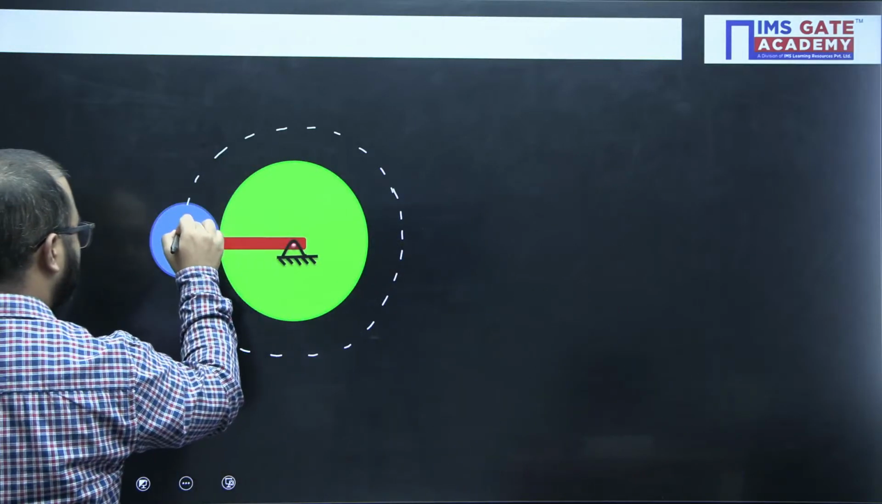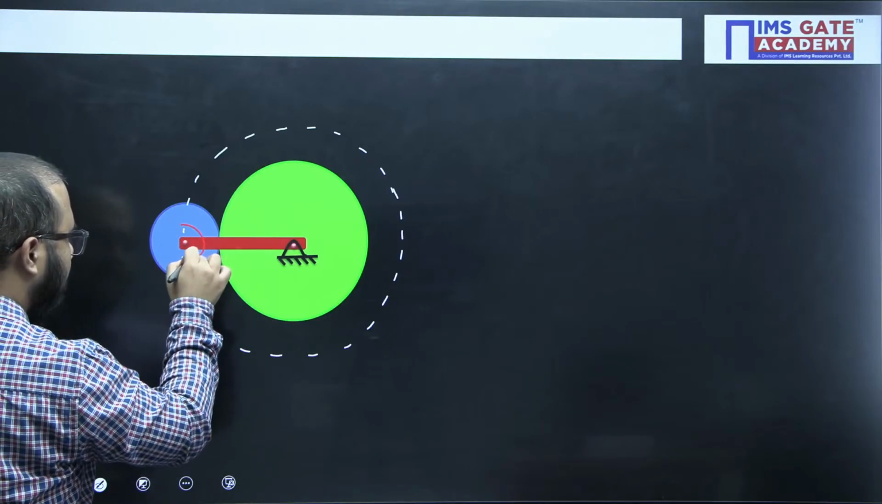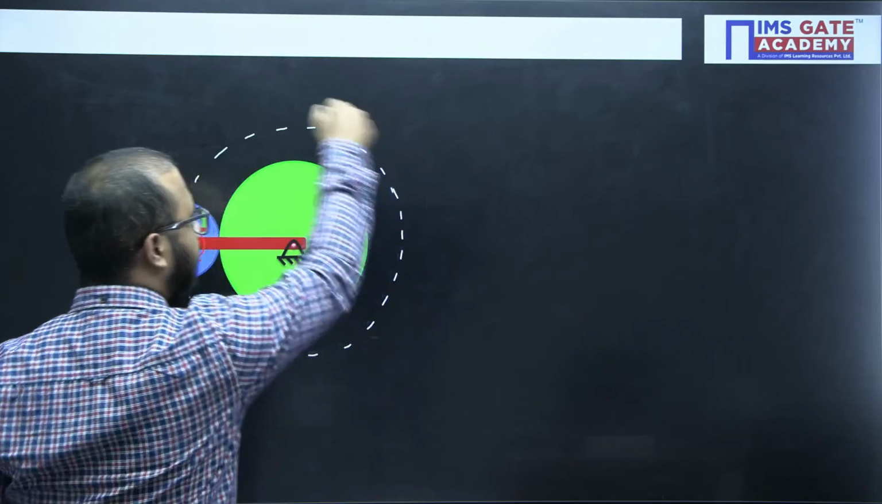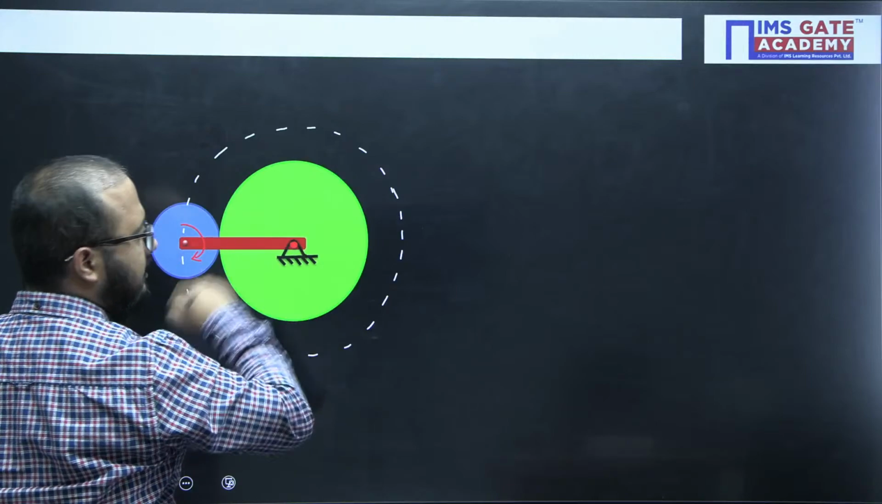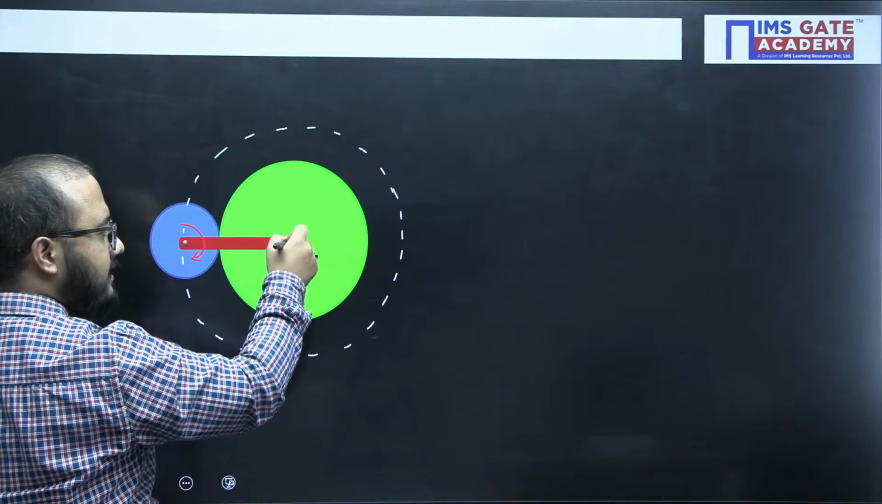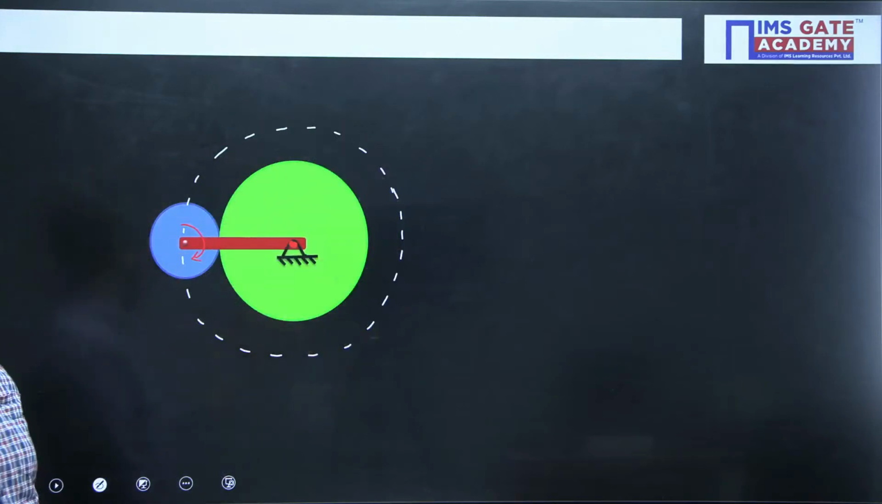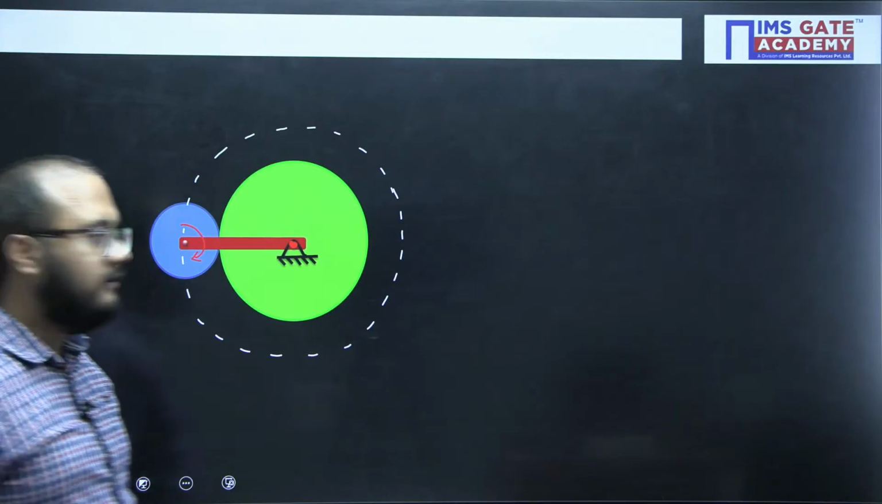One motion was about its own axis. Another motion is with respect to this, with respect to another center or axis of another wheel, another gear. So about this axis, this blue gear will be rotating like this. So that's why two motions are involved. Clear everyone? Done? Okay.